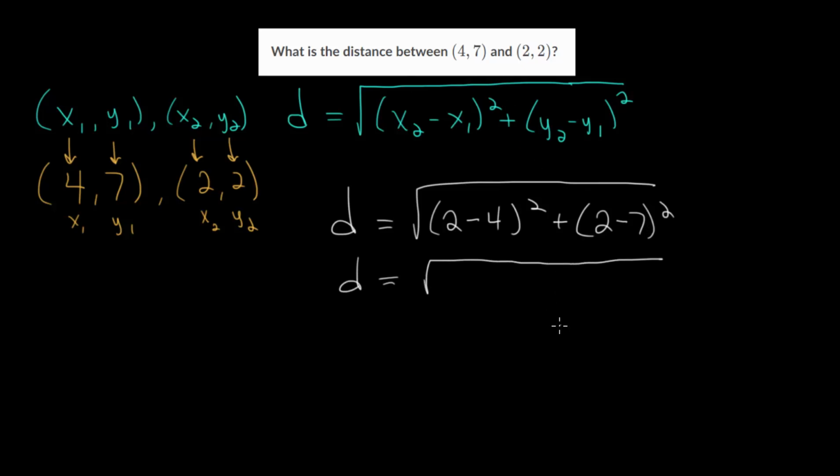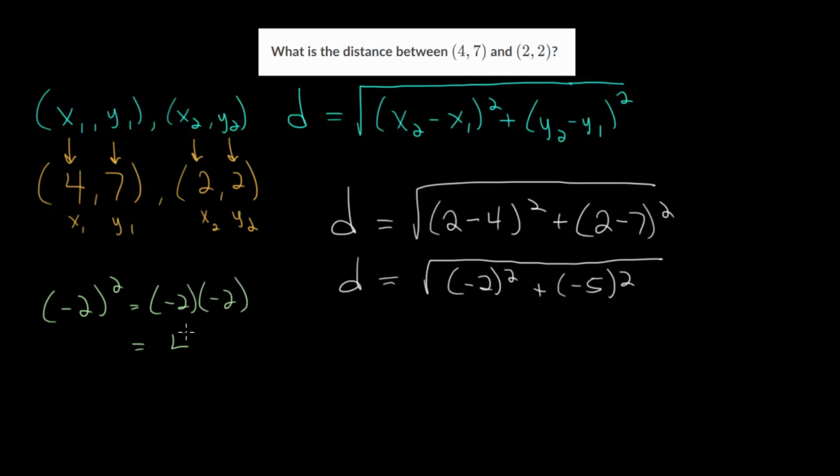And notice this process keeps us from having to draw a picture and create a right triangle and use the Pythagorean theorem. This essentially does all that for us. So that's the advantage of using a formula, is that it skips a lot of the prerequisite work. So 2 minus 4, that is negative 2, and we'll square that. 2 minus 7, that's negative 5, which we'll square. And remember, when we're squaring a negative number, we're multiplying it by itself twice. So negative times negative becomes a positive number. So likewise, negative 5 squared is negative 5 times negative 5, which is positive 25.